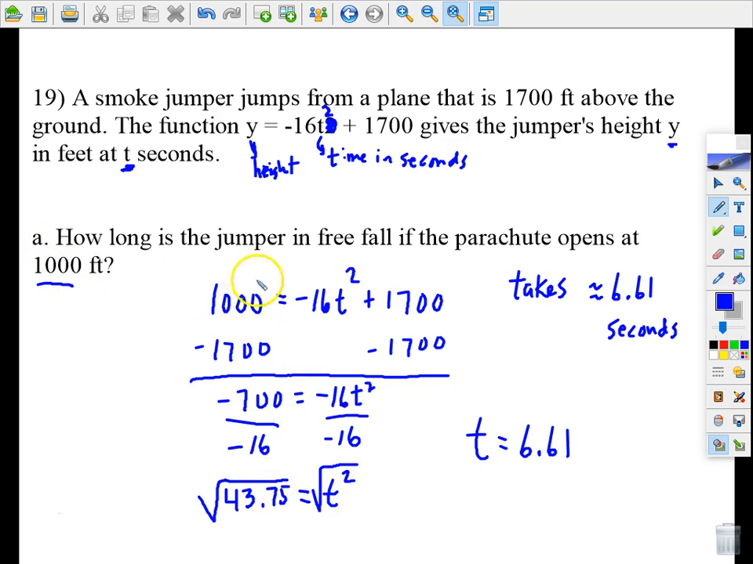It's basically the same type of problem. They just give you a different number to use for height.